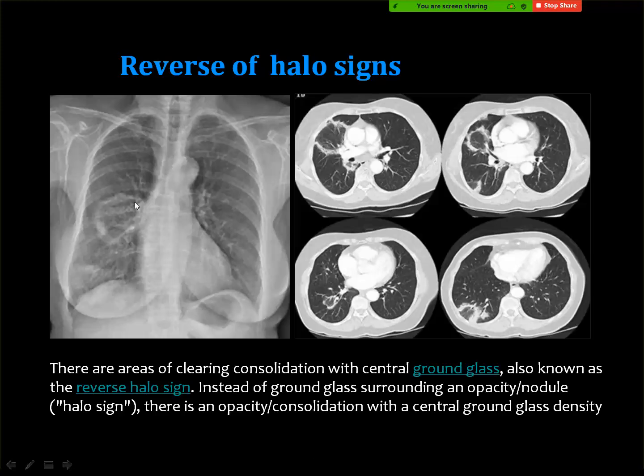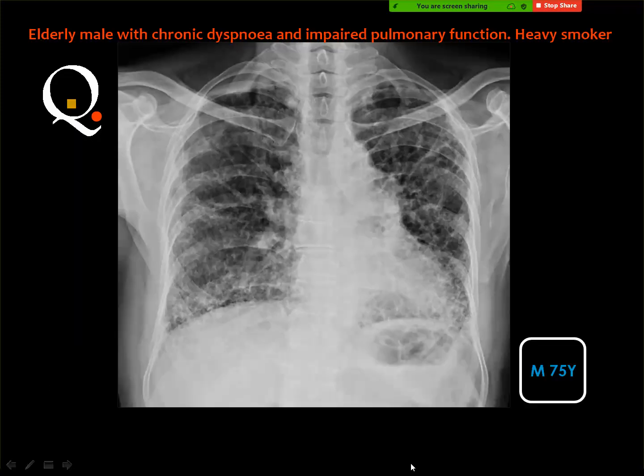And this is the classic appearance, which is not very informative in the plain film and can be mistaken for many other lesions. But in the CT scan, it's quite clear and very apparent for the reversed halo sign. Then this elderly male with chronic dyspnea and impaired pulmonary function, he is a heavy smoker.